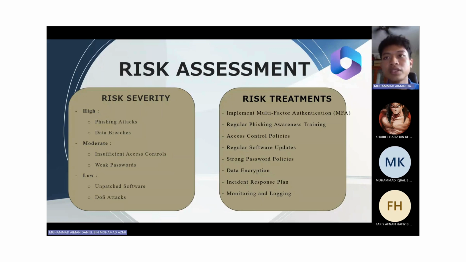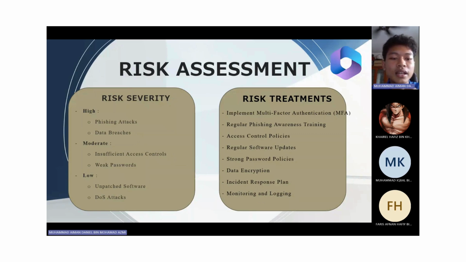So for the first one, MFA, which is multi-factor authentication, it adds an extra layer of security beyond just a password. So this is very common as the first layer of security of your company. And the next one is regular phishing awareness training. This is to educate employees on how to recognize and avoid phishing attempts. Usually the company does some classes or online classes to educate their employees about phishing attempts.